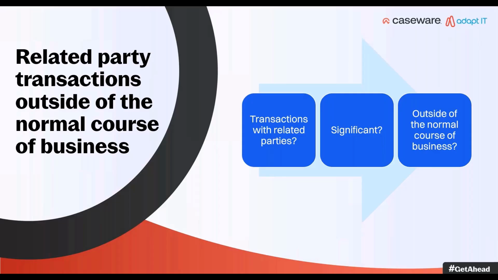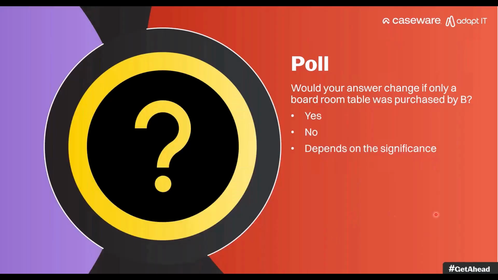So I agree with 63% of you that said yes, all three parts of the criteria are met, and therefore we will need to record a significant risk for related party transactions outside the normal course of business. Right, thank you for your participation on that one. Now let's go and see what happens with the next one.